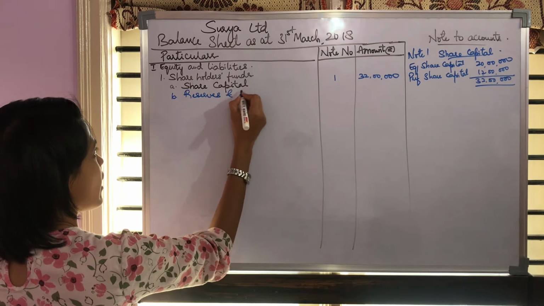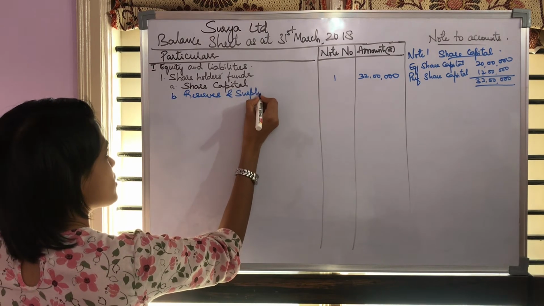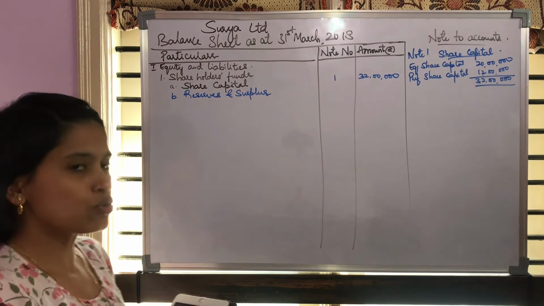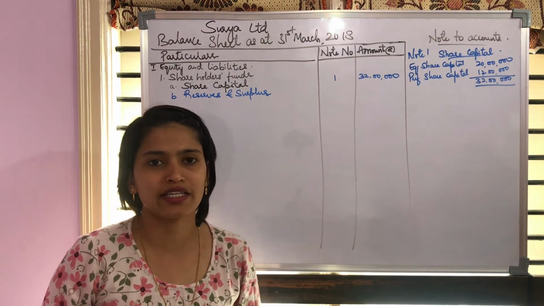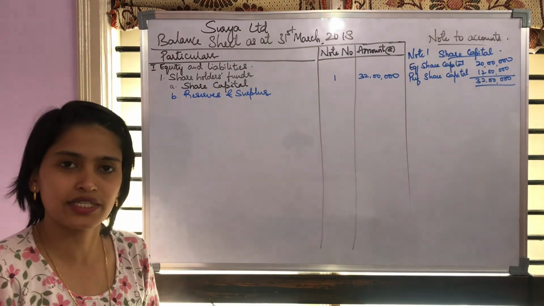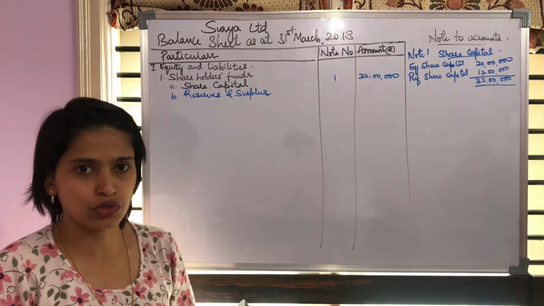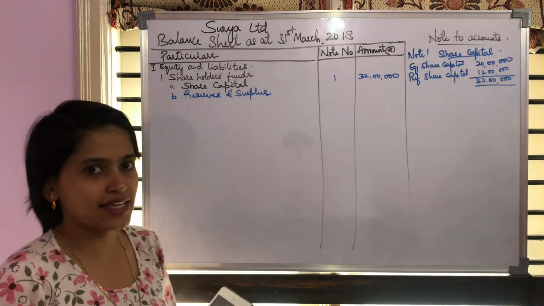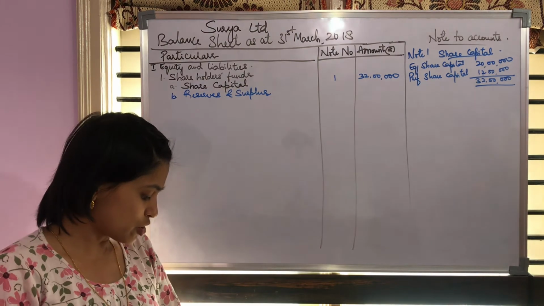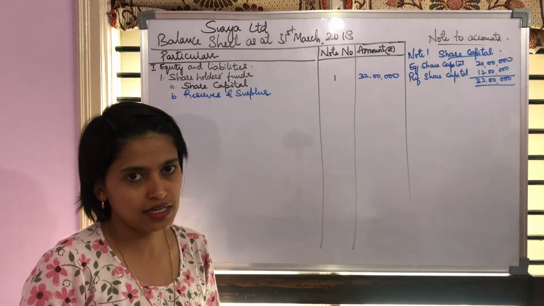reserves and surplus. Now students, in my previous video I have told you that if there is only one item, you can show it directly. No need to prepare note to accounts. So I will take this as an example for debenture redemption reserve, which is rupees 6 lakh.